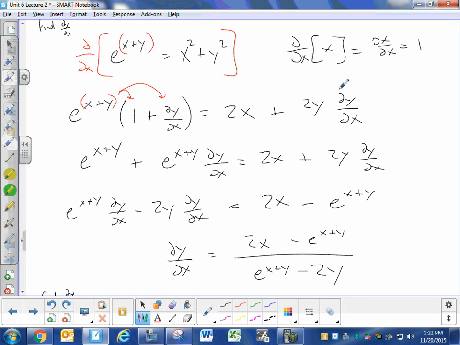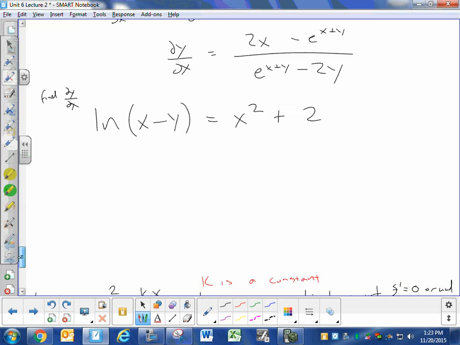Now, to solve for dy/dx, we have a dy/dx here and here. I need to get them onto one side. Well, I can't move stuff easily because of these parentheses. So I have to distribute this to remove the parentheses, so now I just have stuff being added. I can subtract this, I can subtract this, so I have this guy minus that guy, and over here I have this guy minus this guy. And then I factor out the dy/dx and divide by e to the x plus y minus 2y. Okay? All right, last one.